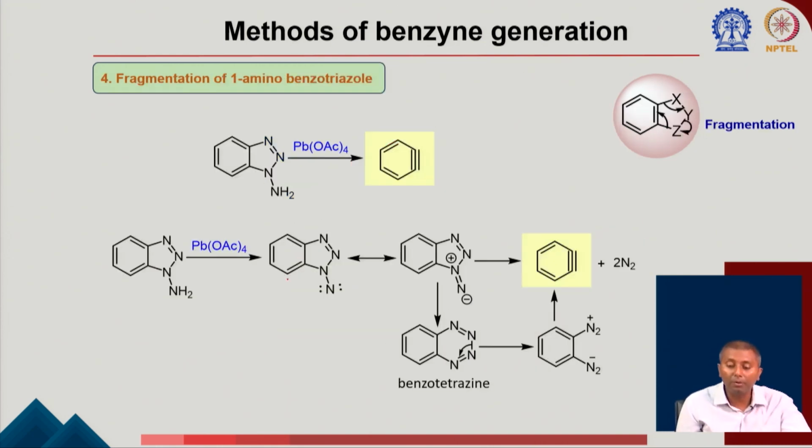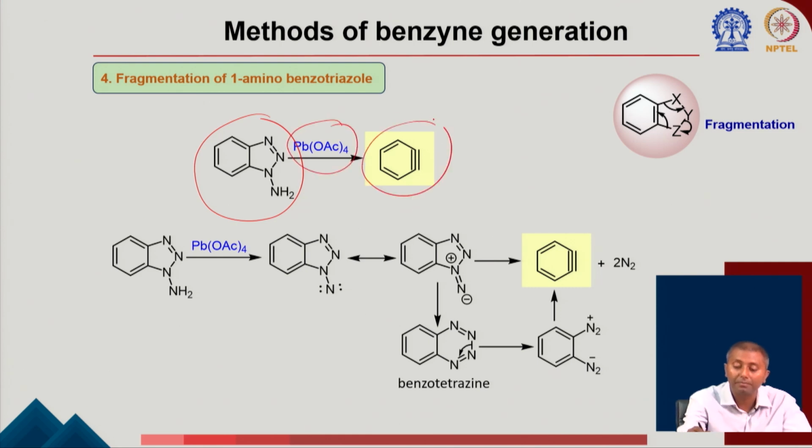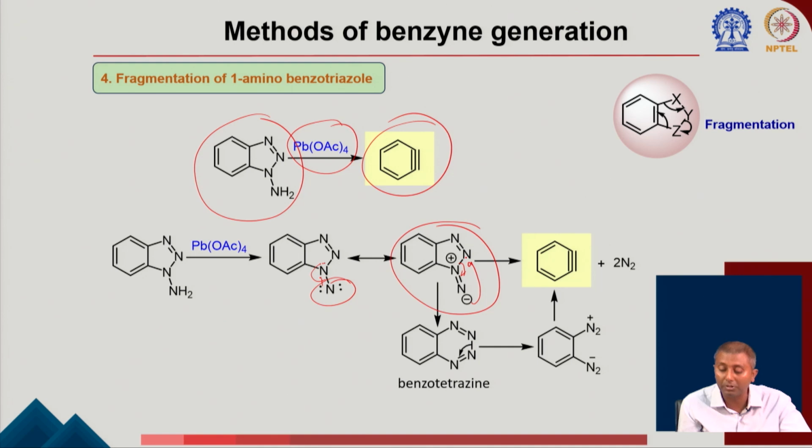Then there is 1-aminobenzotriazole. Starting from this 1-aminobenzotriazole, using lead tetraacetate, it can also generate the corresponding benzyne. What is happening in place of the lead tetraacetate? It is generating a nitrene here. As nitrenes are electron deficient, you might be familiar, I already talked about that before. So this nitrogen can give the lone pair to form this intermediate. From there, it can attack the other nitrogen, break the bond between these two nitrogens, where the nitrogen is positive, and form this benzotetrazine.